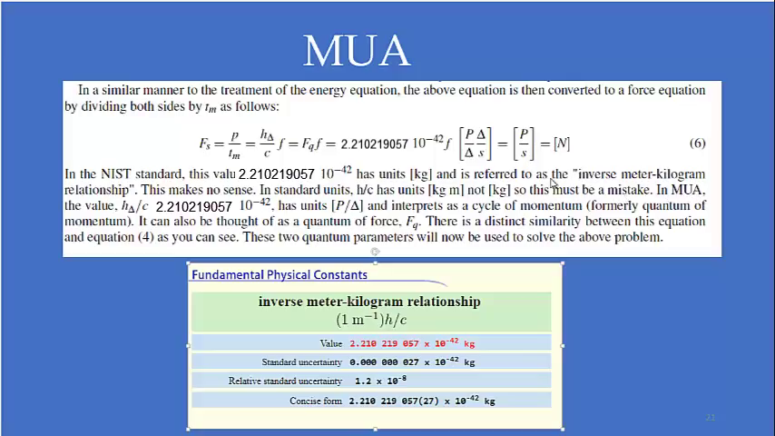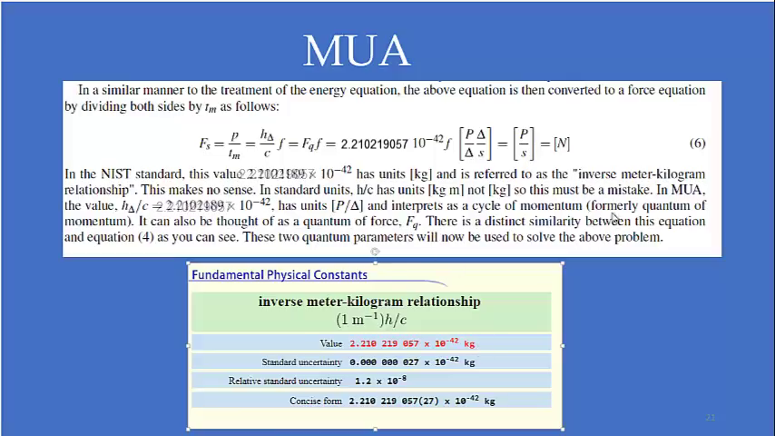In MUA, this value has units momentum per cycle and is interpreted as 1 cycle of momentum. In previous papers I called it the quantum of momentum, but I'm still trying to define the language, and so right now I call it 1 cycle of momentum. It can also be thought of as a quantum of force, so I also use that term, quantum of force, for this value.